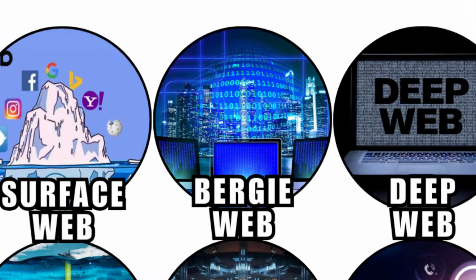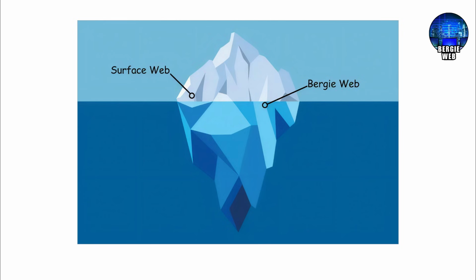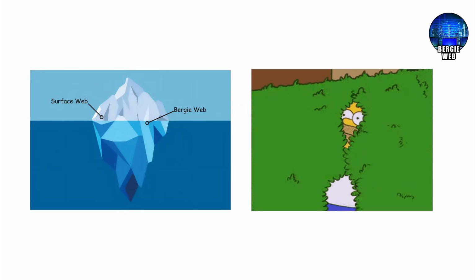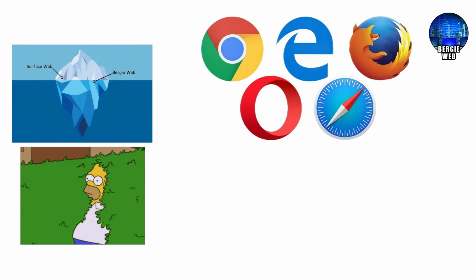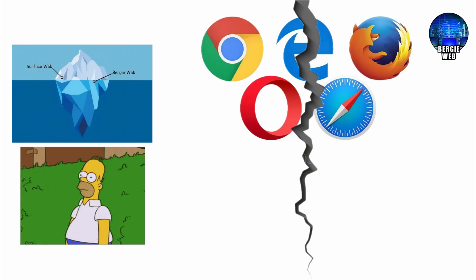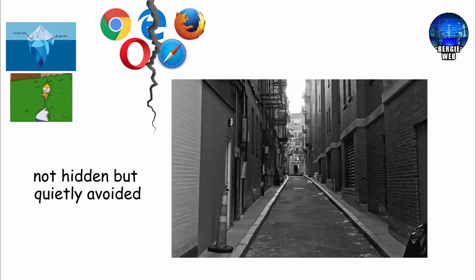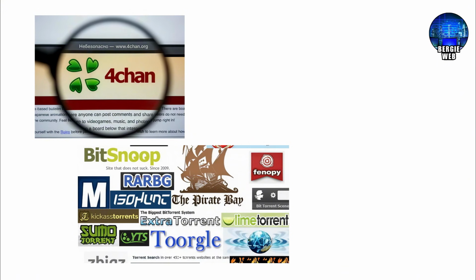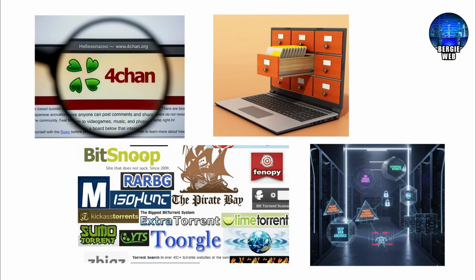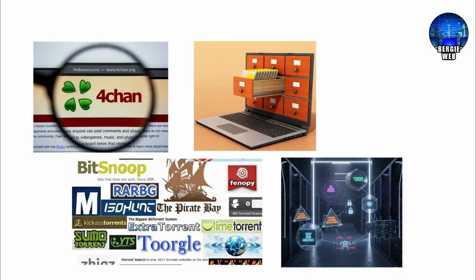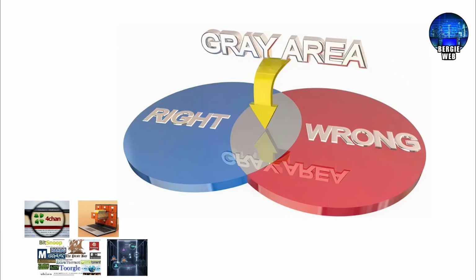The Bergie Web. Just below the surface lies the Bergie Web, the edge of the internet most people never notice. It's still accessible through regular browsers, but this is where the cracks begin to show. Think of it as the back alleys of the digital city, not hidden but quietly avoided. Here, you'll find forums like 4chan, banned torrent sites, old archives, and databases that standard search engines rarely index. Much of it exists in grey zones, legal in some countries, restricted in others.